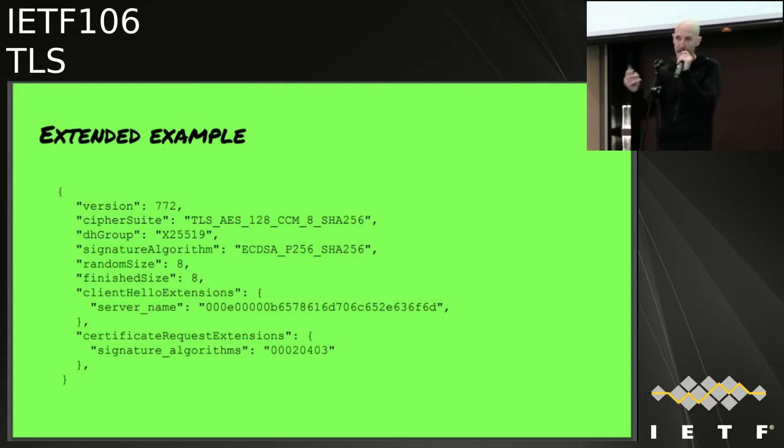There's this DH group parameter, which means I only support 25519, so I'm not going to send supported groups, and I'm only going to send one key share. And by the way, don't do HRR, because that doesn't make any sense. This has reduced random and Finished sizes to give you a highly compact thing. This is going back to the Lake use case. And then here are the extensions.